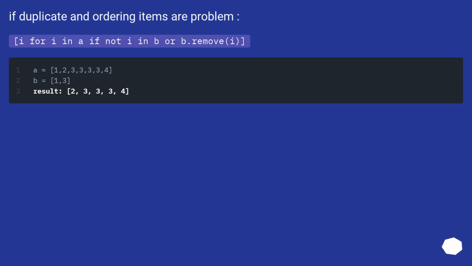If duplicates and ordering of items are a problem: [i for i in A if not i in B], or B.remove(i).